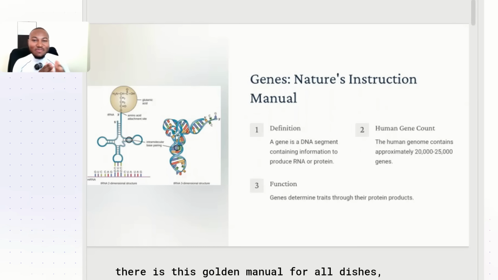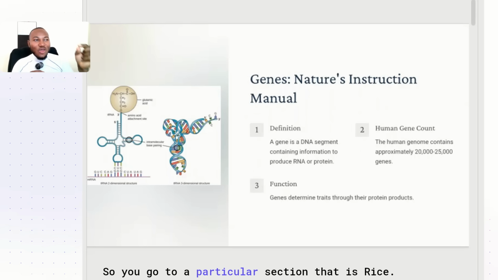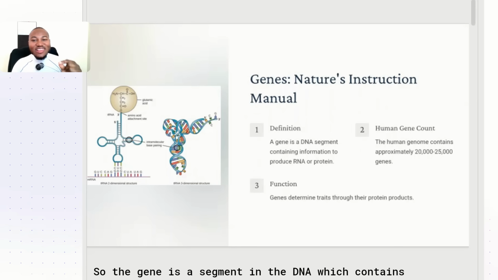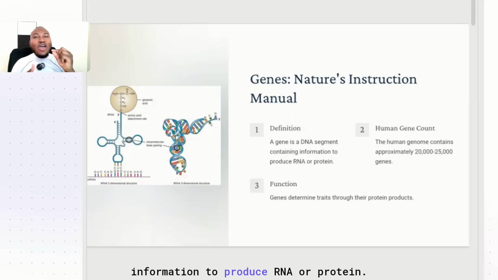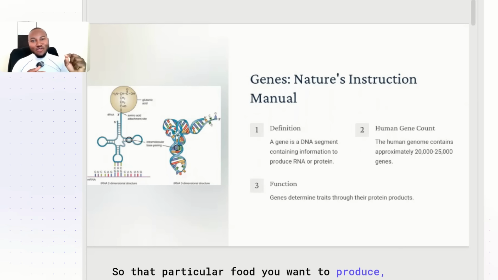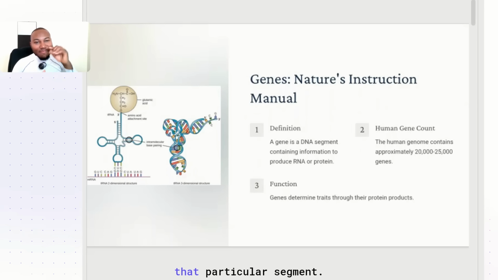There is this golden manual for all dishes, which is DNA. Now I want to make rice. You understand? So you go to a particular section that is rice. That is what the gene is. So the gene is a segment in the DNA which contains information to produce RNA or protein. So that particular food you want to produce, you go to that particular manual, that particular segment.